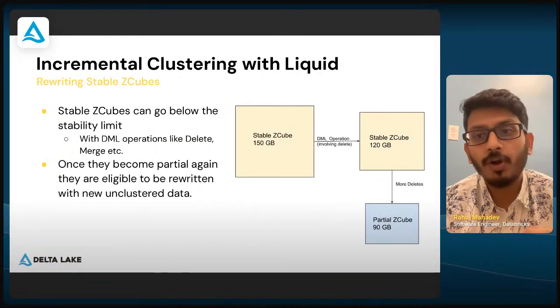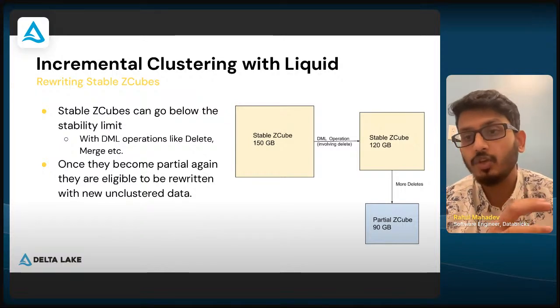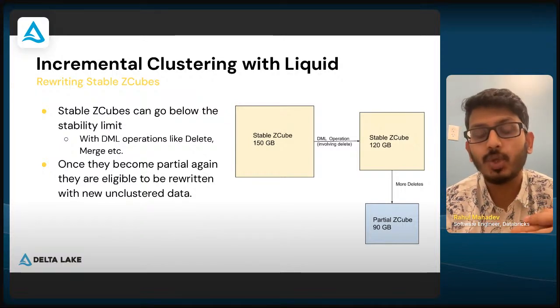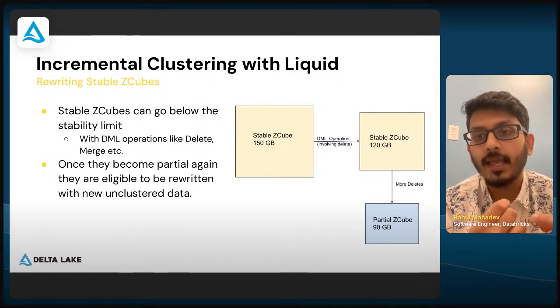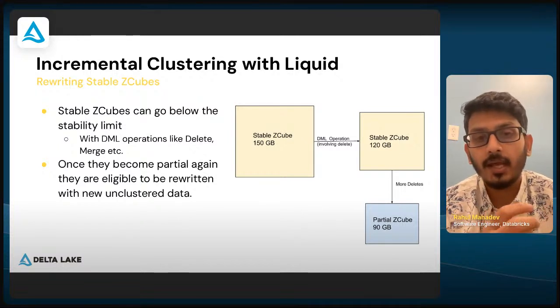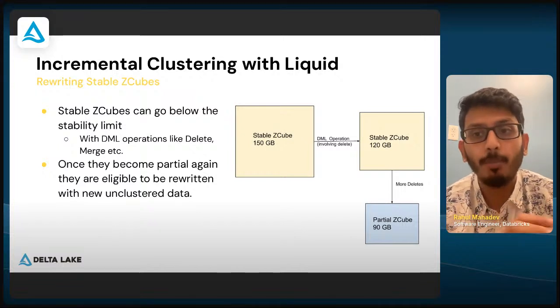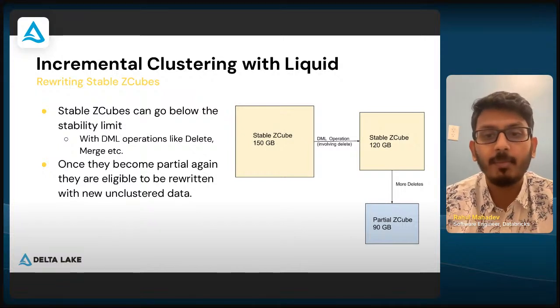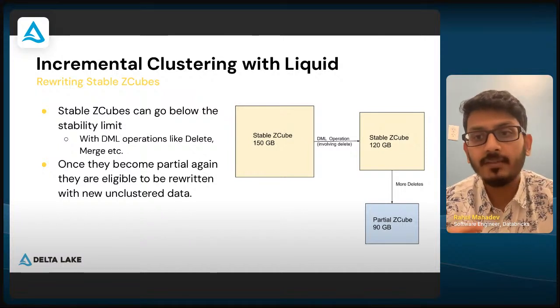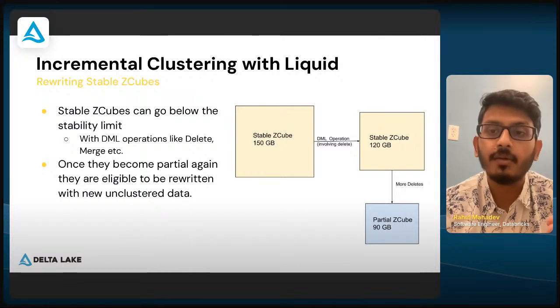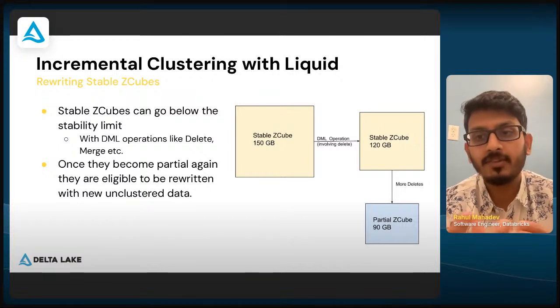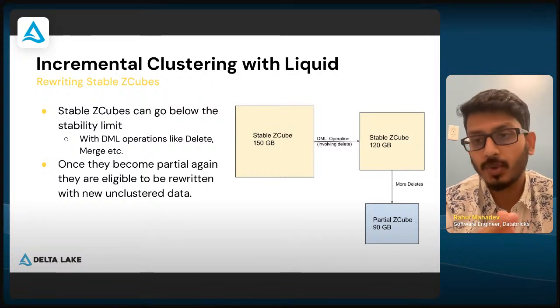And I wanted to go over the cases where the stable Z cube can be rewritten as well. So in situations where you have DML operations like merge, delete, updates, some data that's referenced in a stable Z cube can reduce in size with these operations. And once they go below 100 gigs, they become partial Z cubes. And these become eligible to be rewritten again when you have new data coming in. And it's not there in this slide, but when you have multiple partial Z cubes, they can be combined together as well.